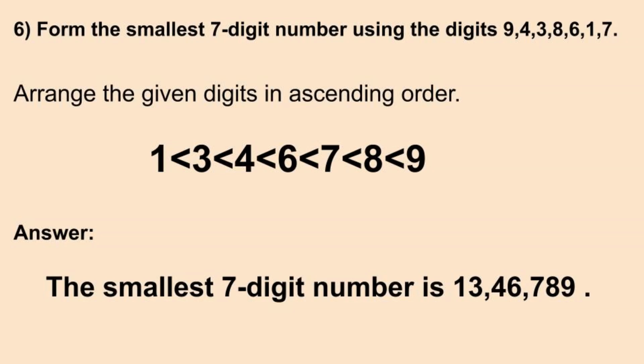Next sum, form the smallest 7-digit number using the digits 9, 4, 3, 8, 6, 1, 7. To form the smallest number, we need to arrange the given digits in ascending order. That means from smallest to largest. Which is the smallest number? 1 is the smallest number from the given digits. So arrange the given digits in ascending order as represented here. Next step, just write the numbers together. The answer is the smallest 7-digit number is 13,46,789. Hence we find the answer.